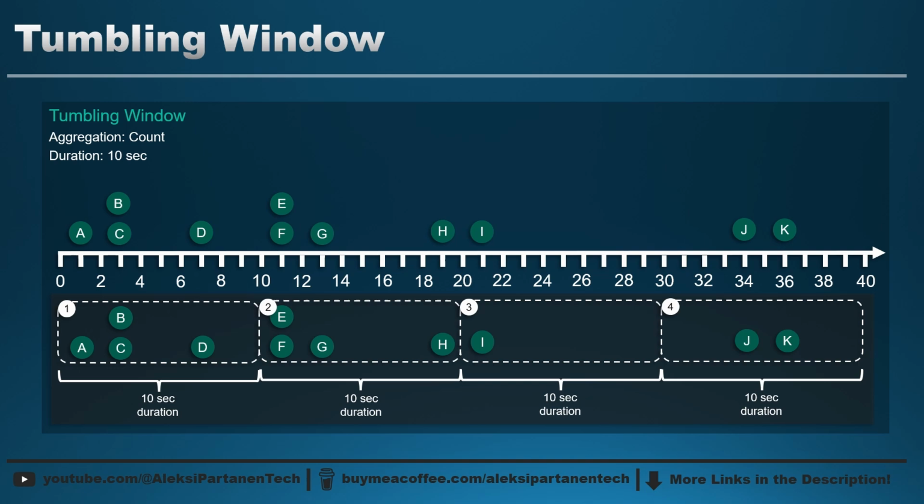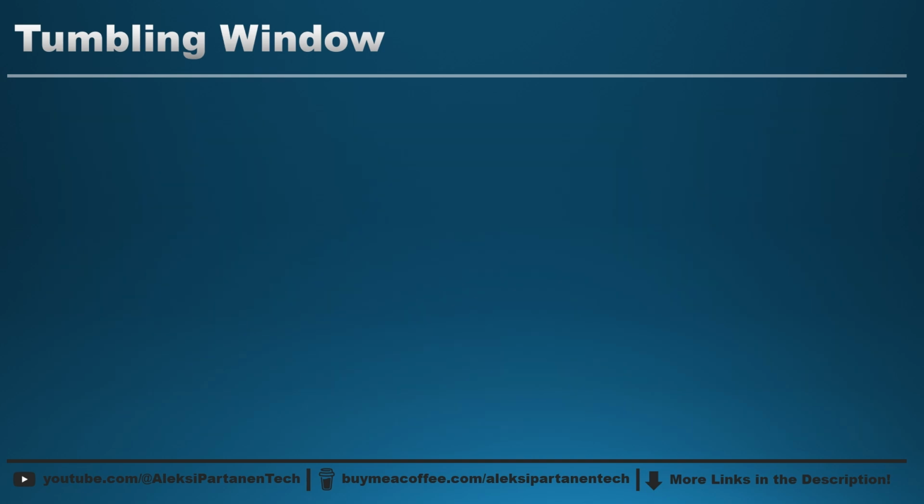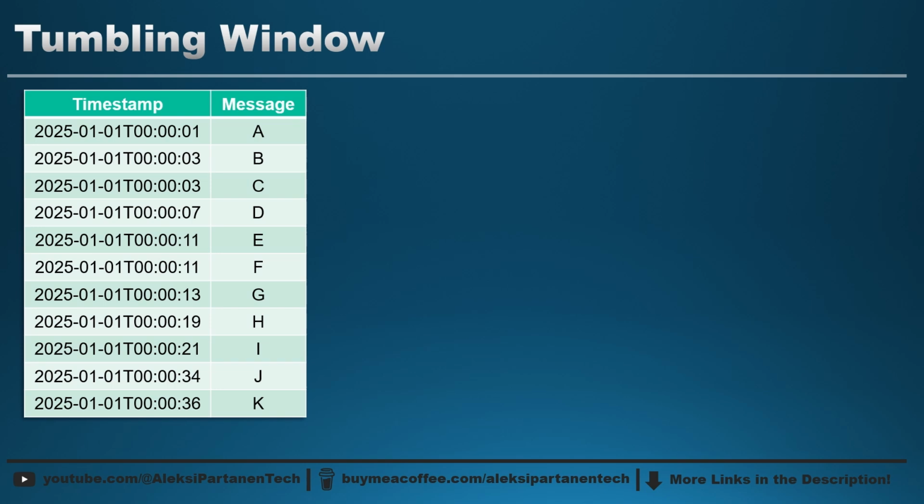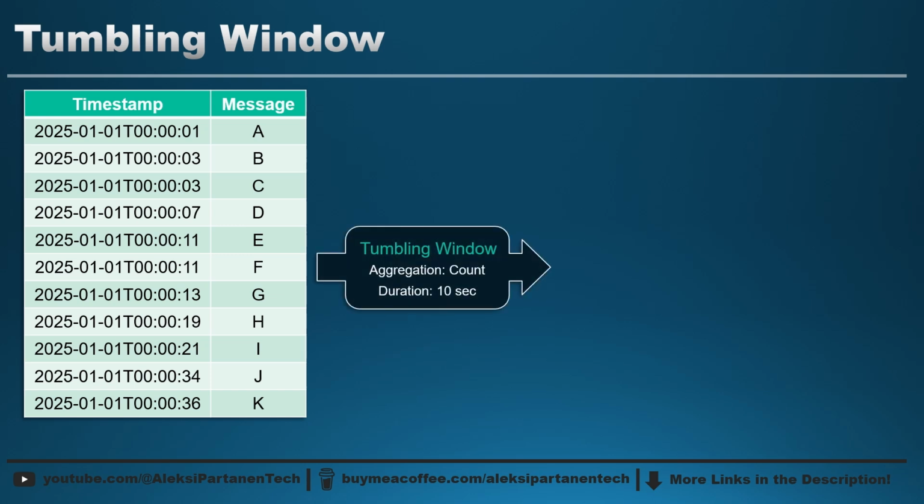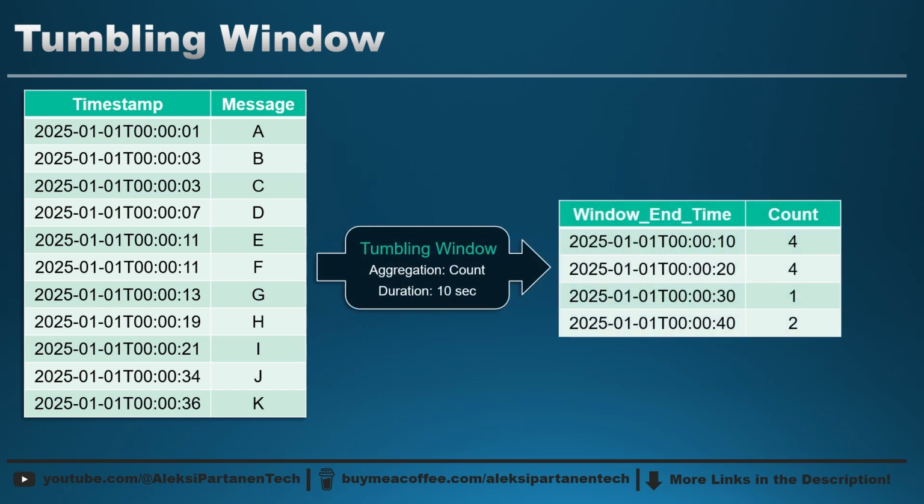So starting from the first, the aggregate values counted by the tumbling window are 4, 4, 1, and 2. Next, let's go through the same situation but now in table format. Here we have the table representing exactly the same events using the same timeline that we had on the previous slide. And then we use exactly the same configuration for the tumbling window, and get the same result that we had on the previous slide.